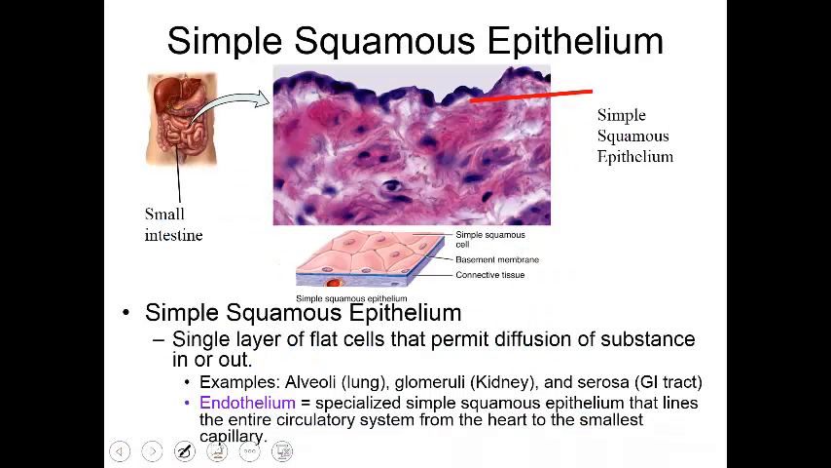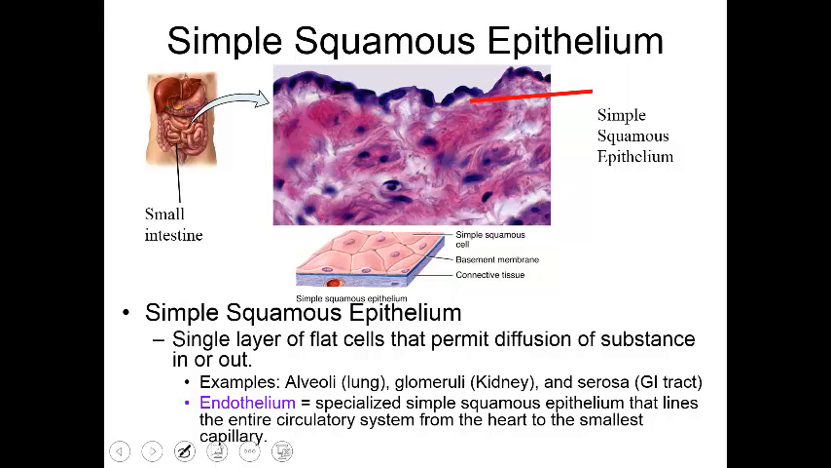So first let us take a look at simple squamous epithelium. Simple meaning it's just one layer of cells, squamous meaning that they are flat cells, and epithelium meaning that they are epithelial cells. Now I would suggest familiarizing yourself with looking at micrographs.